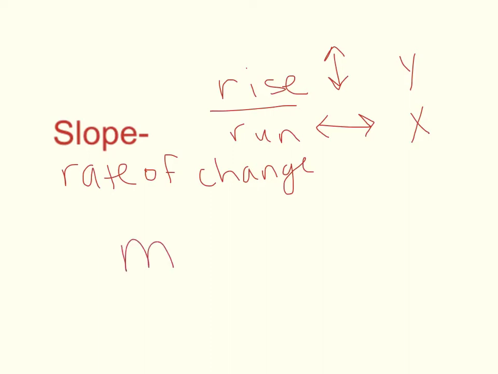M is slope. In formulas and equations, we're going to use the letter M for slope. Okay, M equals y2 minus y1 over x2 minus x1. This is the formula we're going to use to find slope from 2 points. Okay, so go ahead and write that down. Pause it if you need to.